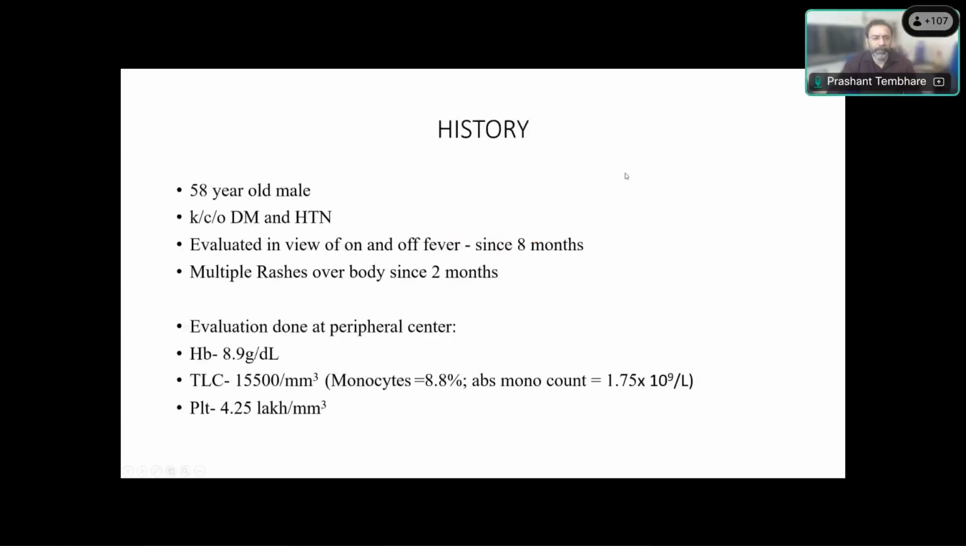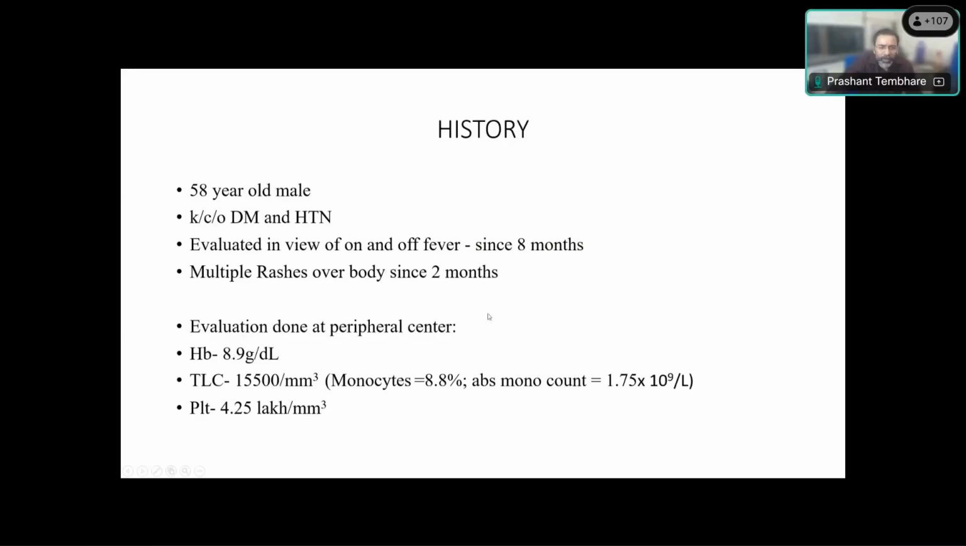So this is case 1. Now we have a history of a 58-year-old male patient, and I want the student participants to give their opinion based on what we have seen and gone through. This is a patient evaluated for on and off fever for 8 months. There is also a history of skin rash for the last 2 months. The patient is also a known case of diabetes and hypertension.